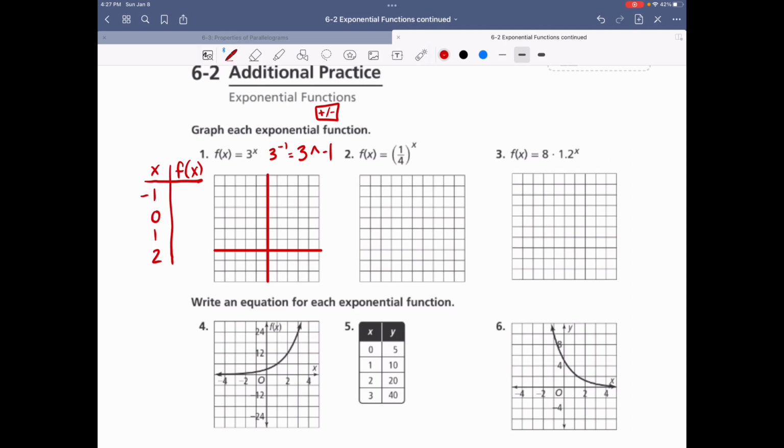And then you can plot those points. For the next function, you're going to use the same axes, and each square will be equal to 1. And so you'll have x and f of x in your table. And you'll want to use some negative values. So you could do -1, 0, and 1, and that should give you an idea of what the graph will look like.